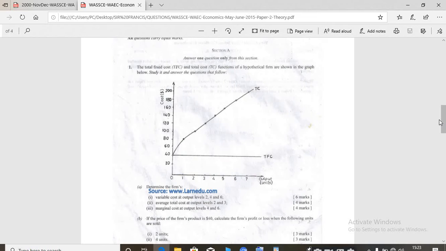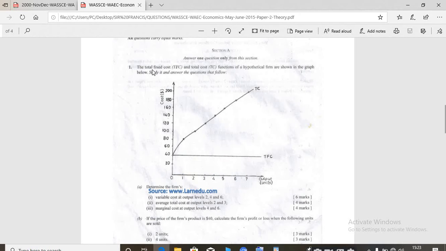As you can see on the screen, if you don't have a copy of the question, kindly pause the video, either write it or snap it with your phone or any device that you are using, and it will be a great help for all of us. So let's move on and see what the question has for us.